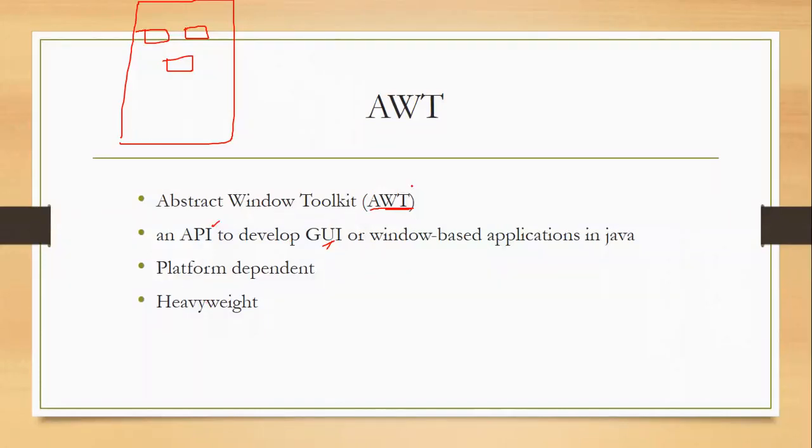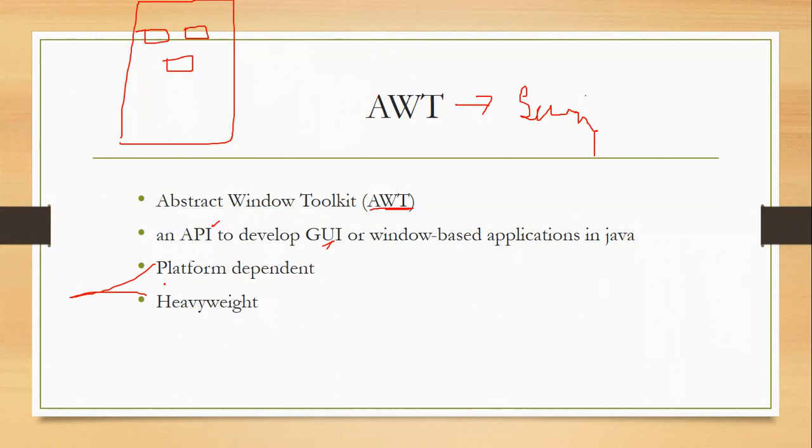Now, AWT has two main characteristics. It is platform dependent and heavyweight. As I told you, after you complete your AWT, you will be learning about Java Swing. Java Swing will be the reverse of AWT. Swing is platform independent, Swing is lightweight. So that is actually the main difference between AWT and Swing. Anyway, let's come back to AWT.